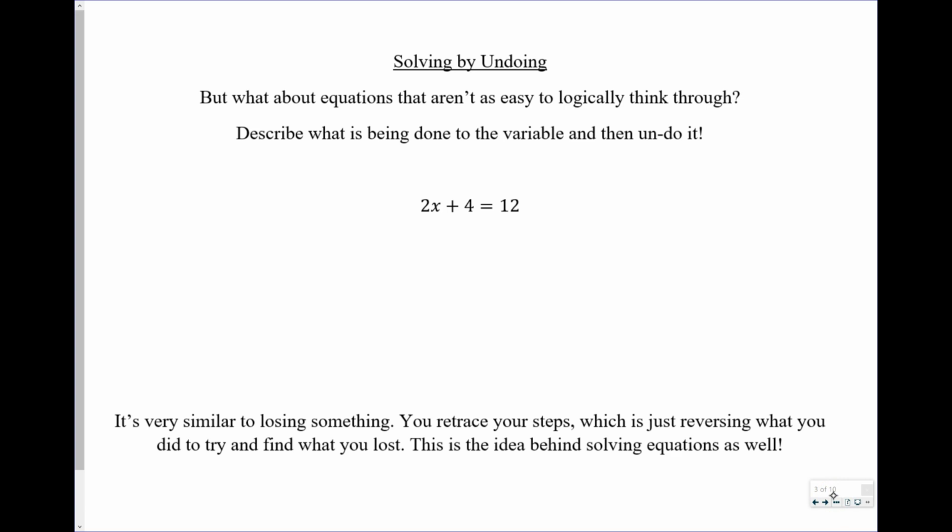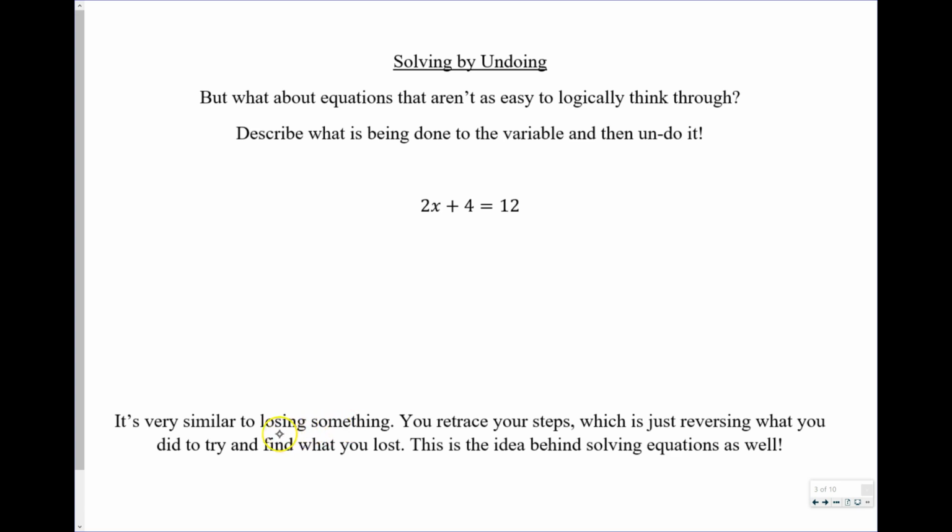So one way we can do this is describe what's happening to the variable and then undo it. Because there's some stuff happening to this x. It's being multiplied, whatever the x is, it's being multiplied by the 2. After it's multiplied, we're adding a 4, and then we must get a 12. That's kind of hard for me to think. I could guess numbers and try guess and check, but we can do a step of undoing.